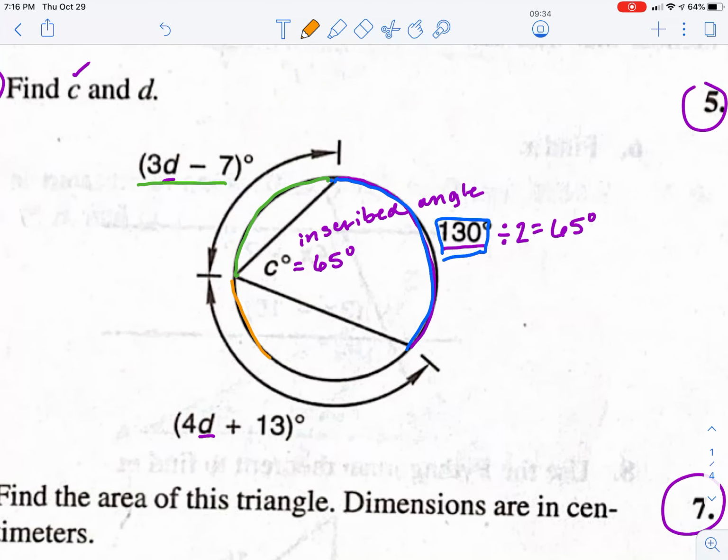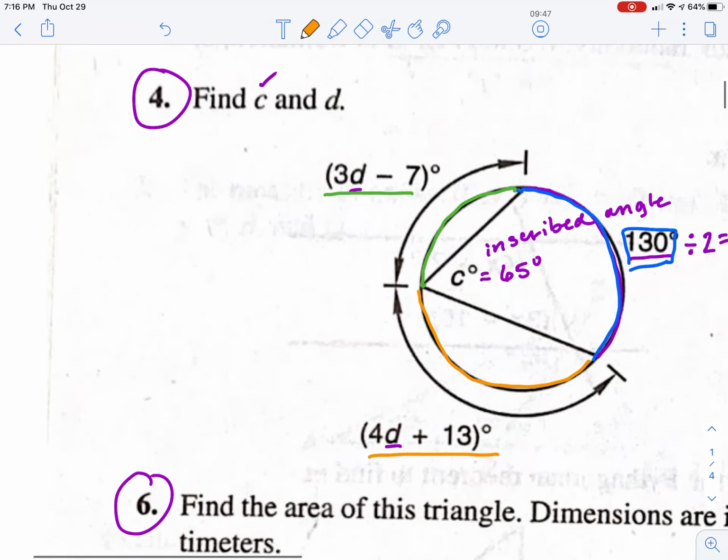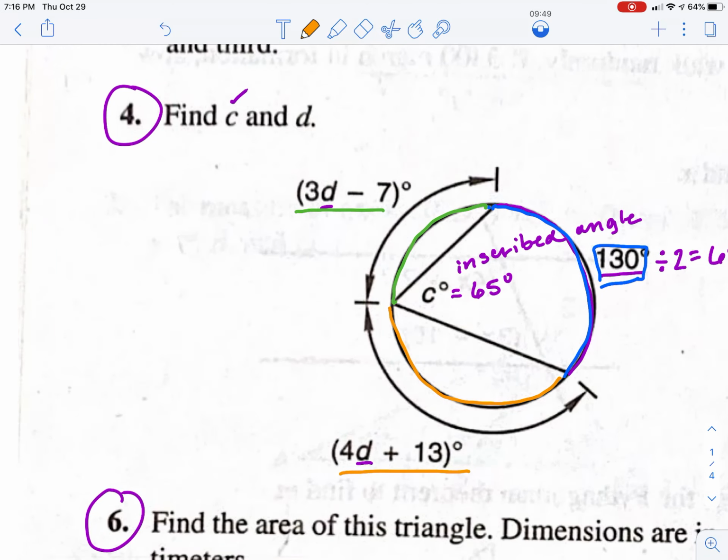And this one here is 4D plus 13. So really, all 3 of those around the circle should total the complete degree measure of that entire circle, which is 360 degrees. So let's set this up as an equation.